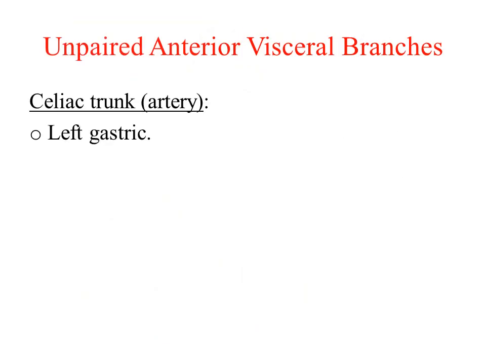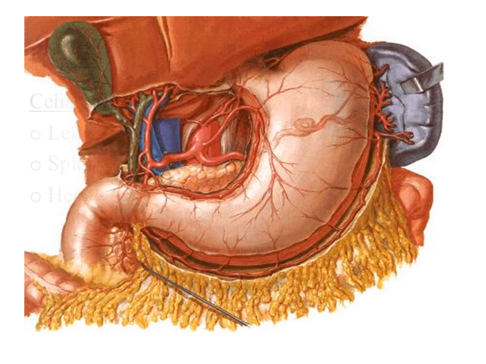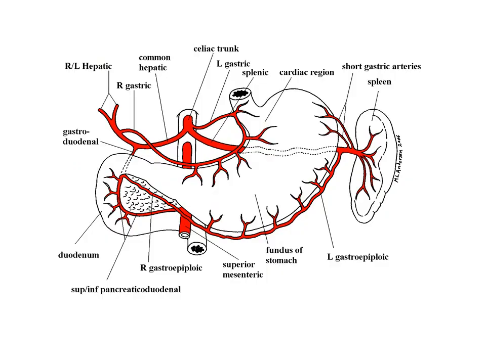Unpaired anterior visceral branches, we said we have celiac trunk. Celiac has 3 branches: left gastric, splenic, and hepatic. These are the main 3 branches of the celiac. You can see here this big one is the celiac trunk, the one going behind is splenic, and the one going to the right side is the common hepatic. Also here it's very clear: celiac trunk, left gastric, splenic, and common hepatic. These are direct branches of the celiac trunk, the main 3 branches.